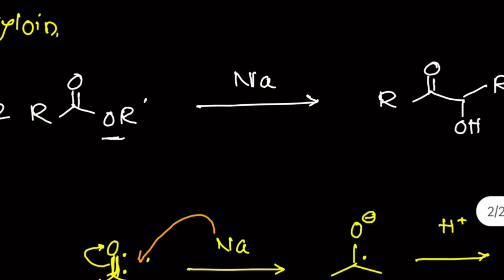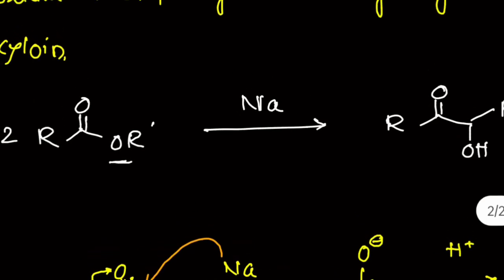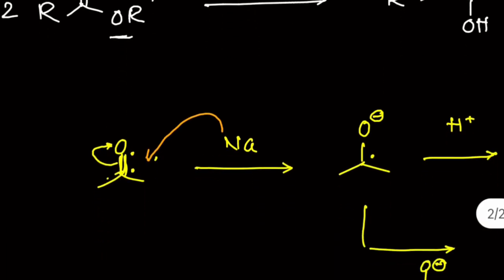Now here the reaction scheme is given. 2 ester molecules are treated with sodium as a metal, so a reductive coupling occurs, or an electron transfer process, forming an alpha hydroxy carbonyl compound. Let's see the mechanism of this. You know that sodium is a reactive metal used for single electron transfer.